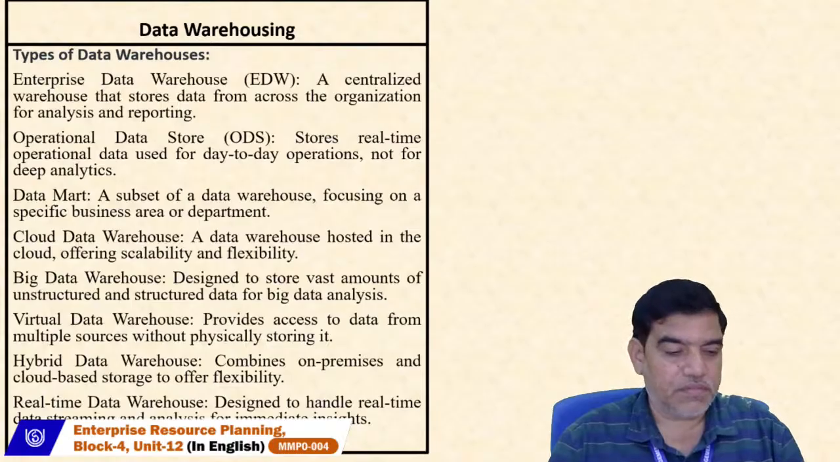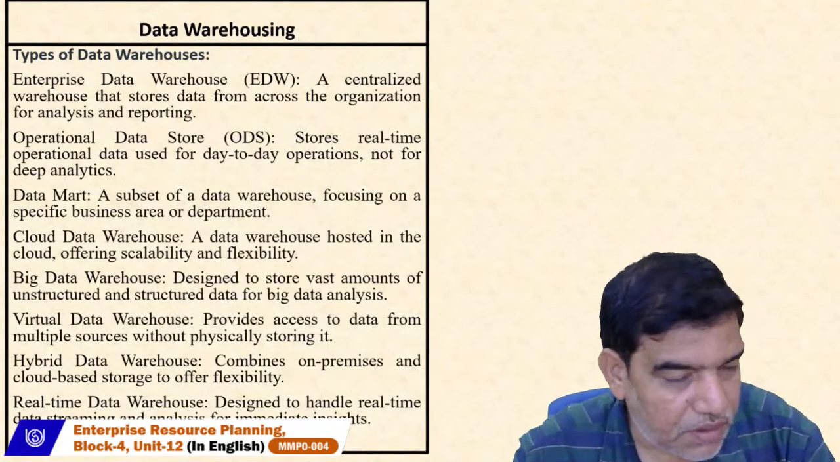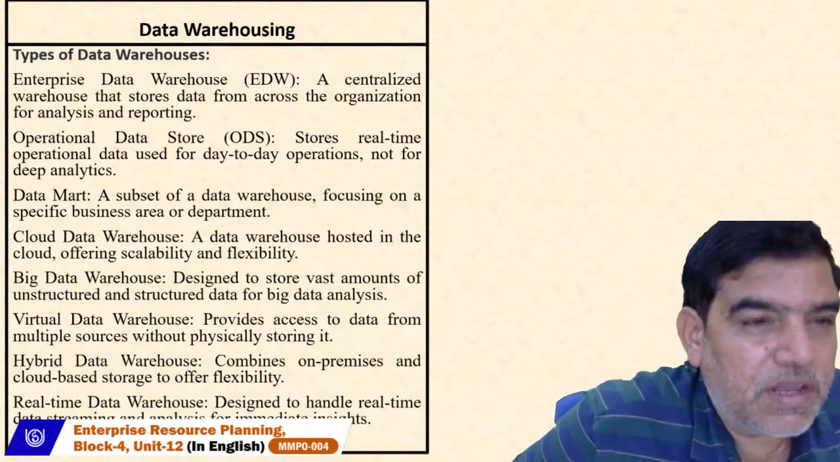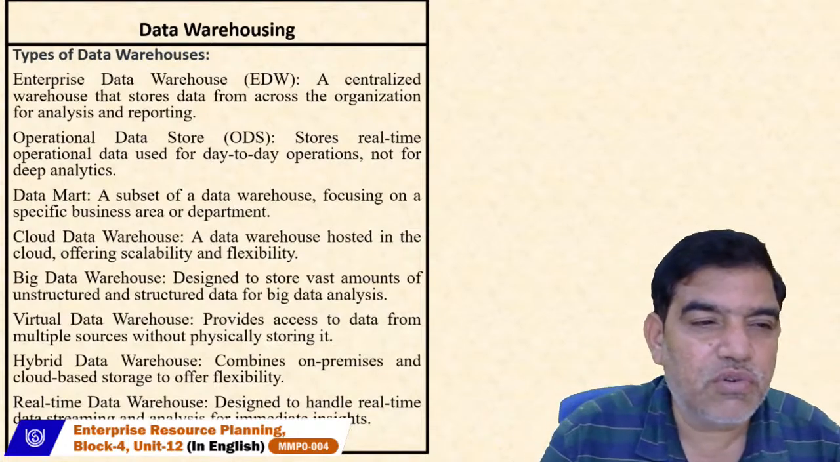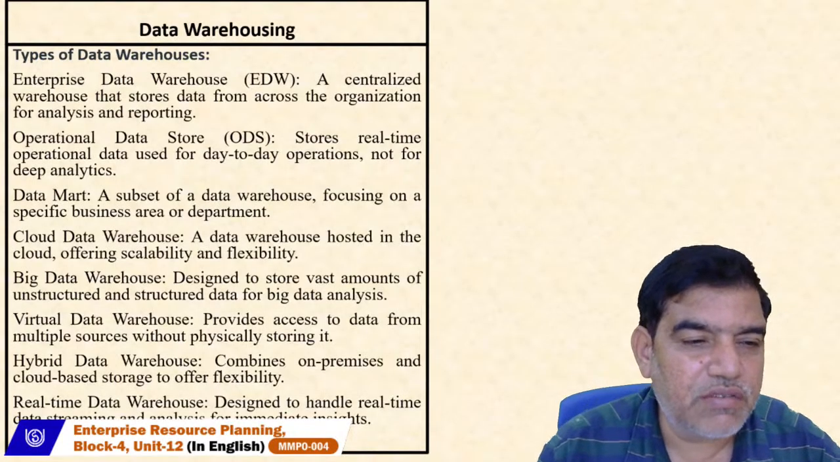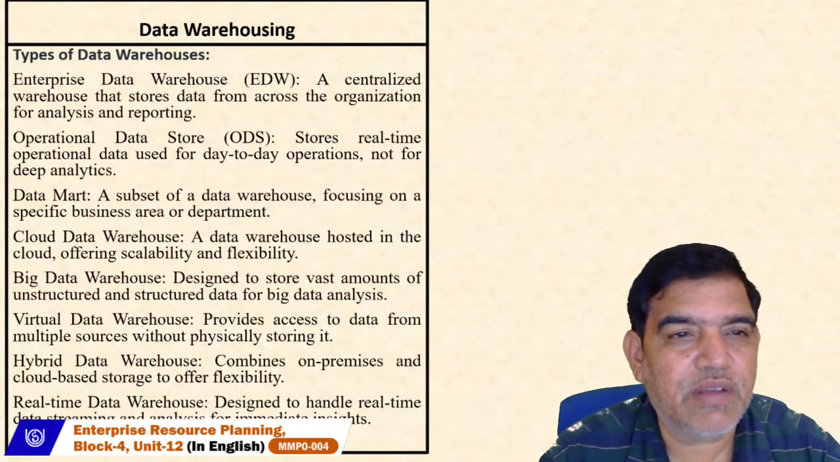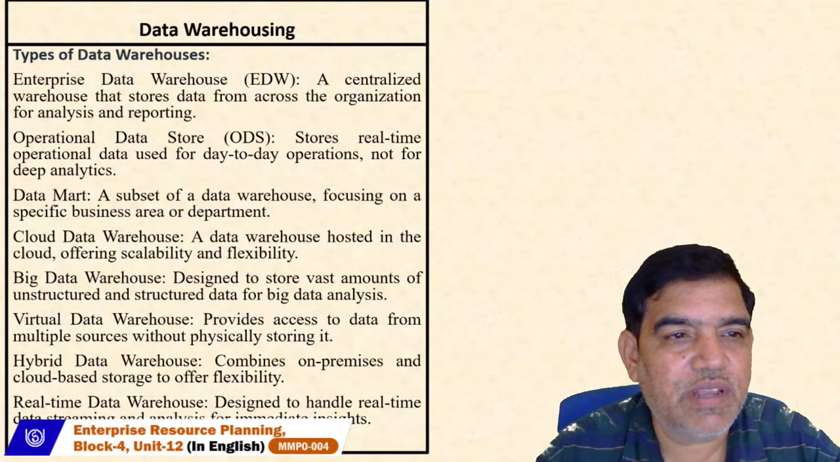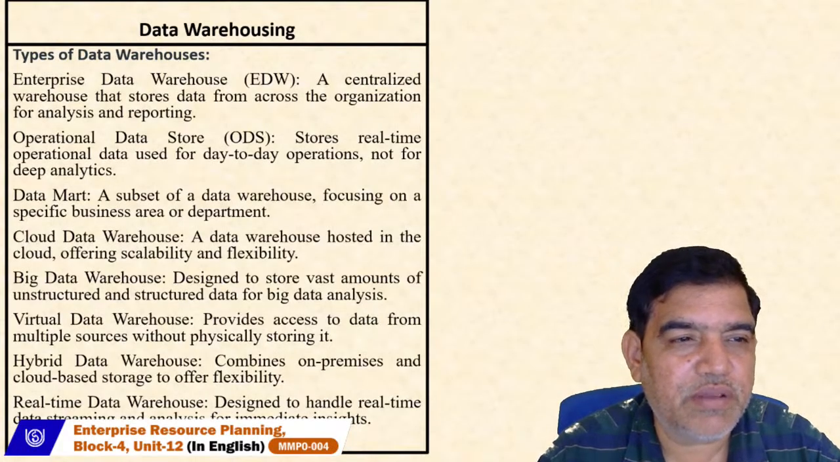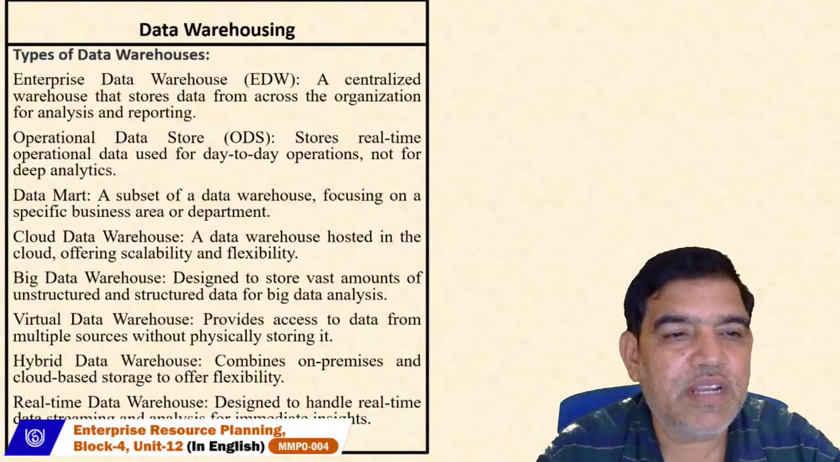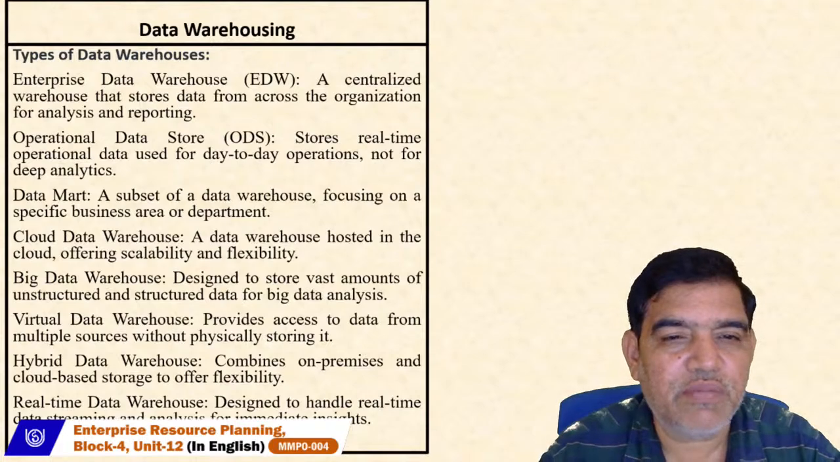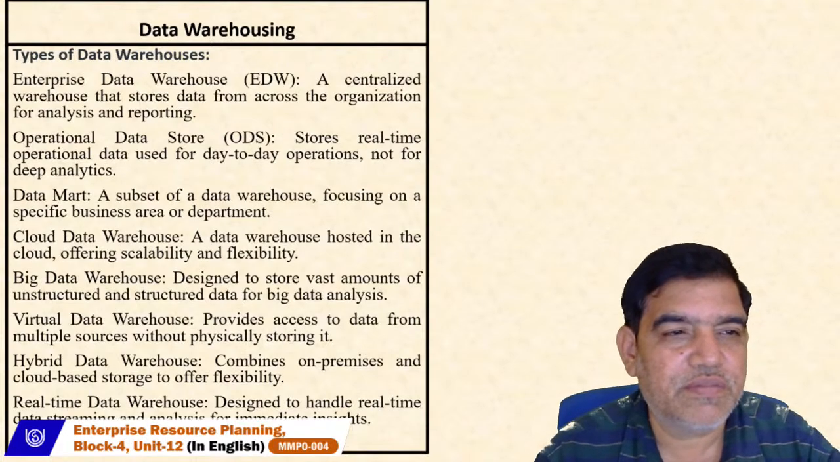Then types of data warehouse. There are different types of data warehouse: enterprise data warehouse, operational data store, data mart, cloud data warehouse, big data warehouse, virtual data warehouse, hybrid data warehouse, and real-time data warehouse. What is actually this enterprise data warehouse? A centralized warehouse that stores data from across the organization for analysis and reporting. Operational data store stores the real-time operational data used for day-to-day operation, not for deep analytics.